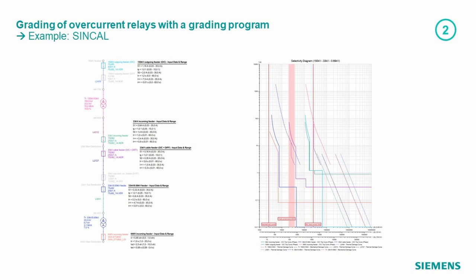You see here the input and output of such a program run. On the left-hand side, you see the input. That means the topology of the network with transformers, with protection relays and so on. And then on the right-hand side, you see the result. You see here the grading curves of the different relays. In this case, that is a combination of definite time and inverse time relays. You see here some stepped characteristics, and you also see some inverse time characteristics.